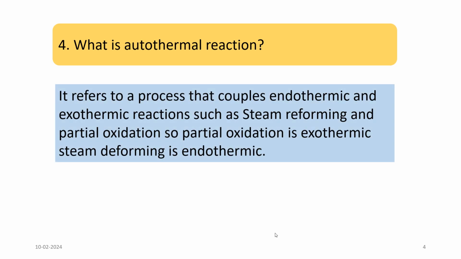It refers to a process that couples endothermic and exothermic reactions, such as steam reforming and partial oxidation. As we know, partial oxidation is the exothermic reaction and steam reforming is the endothermic reaction. So in partial oxidation, when heat is generated, that heat is used in the reforming section. They don't use any external heat source for the steam reforming reactor. The heat is generated internally, so that is why it is called the autothermal reaction.